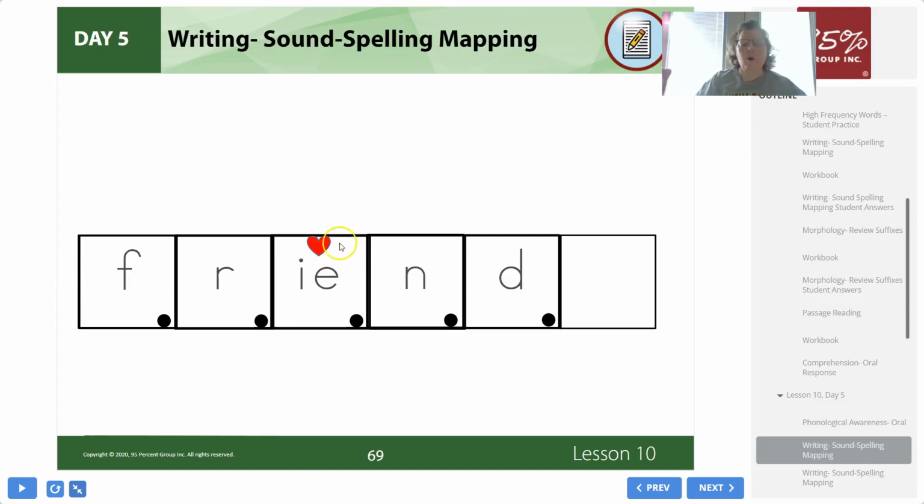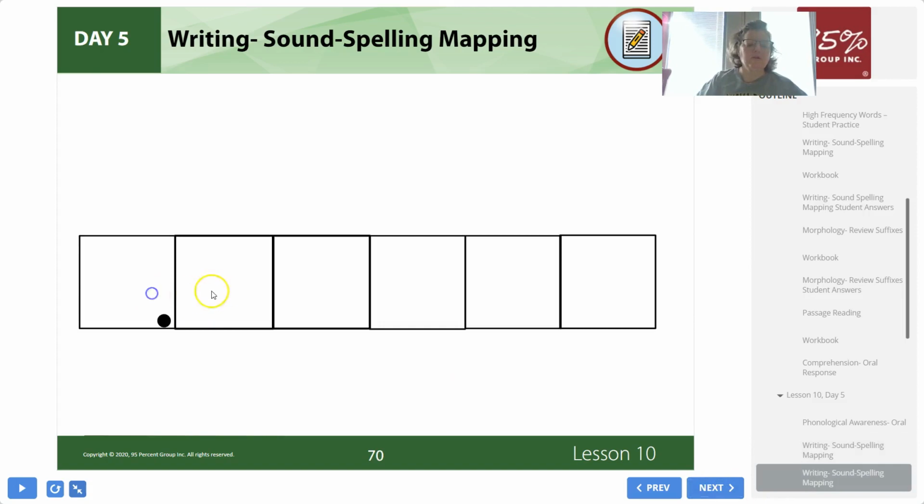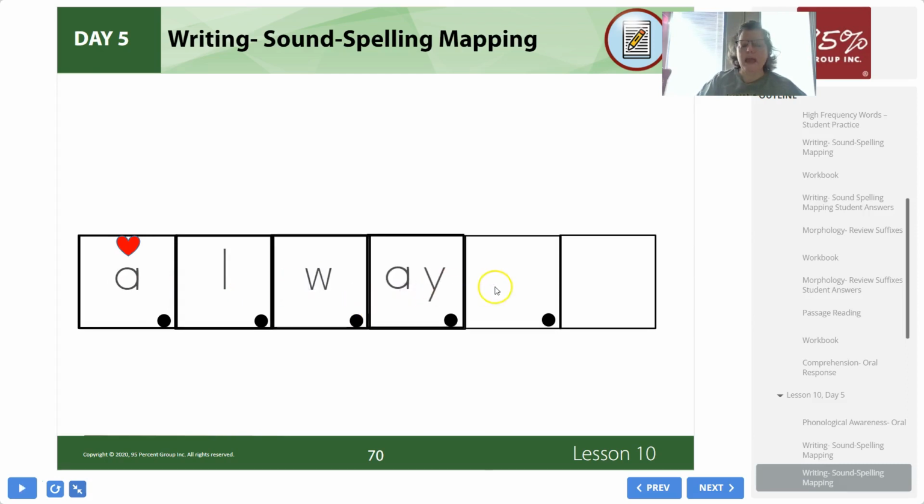D. And we put the heart above the IE box because it's a spelling we need to know by heart because it doesn't follow the pattern. Now let's try always. And that's a different sound. Ah, oo, w, a, s, always.